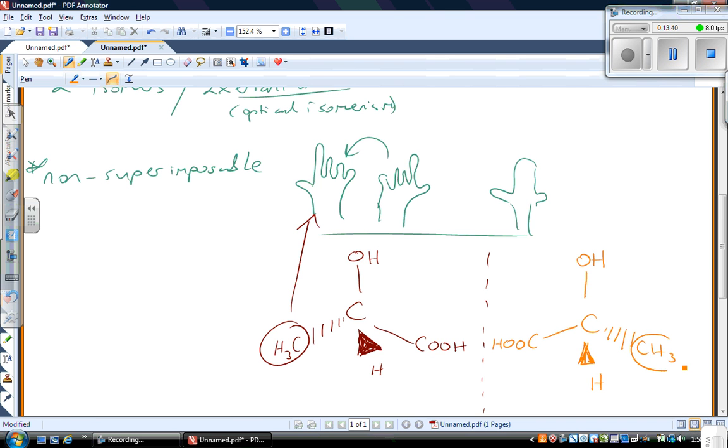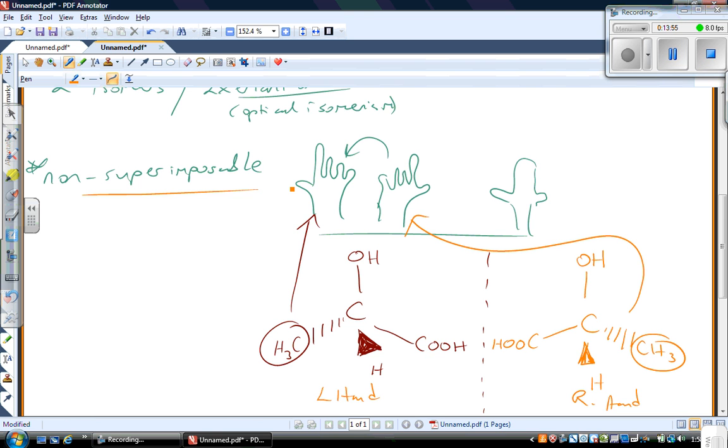So in this case, you can see that if this molecule represented your right hand and this molecule represented your left hand, then those two molecules are not superimposable, and that's what this concept means here.